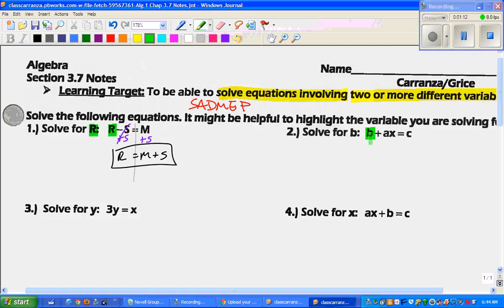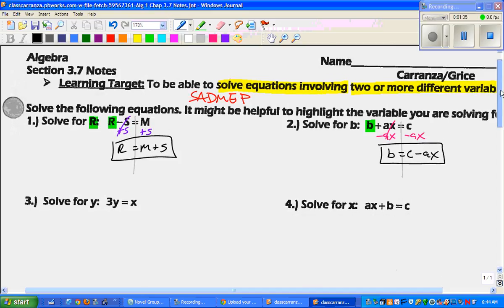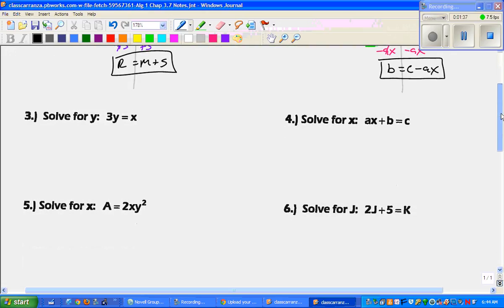Let's look at solve for B. I'm going to draw the line down the middle. Plus AX is on the same side. All you got to do is subtract the AX. B equals C minus AX. Since these are different, we can't combine them.